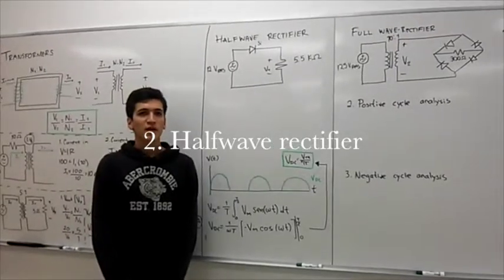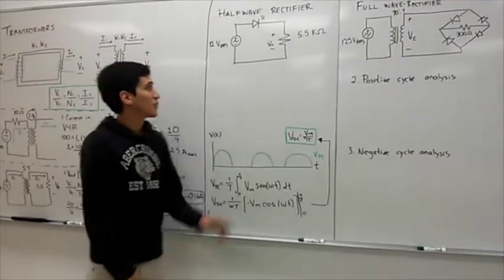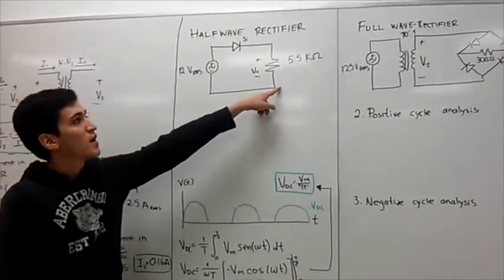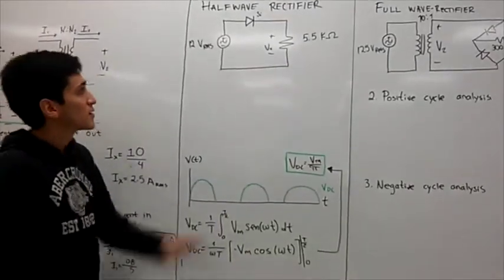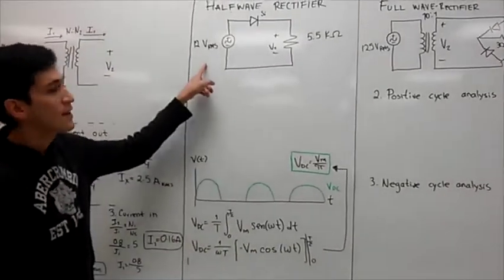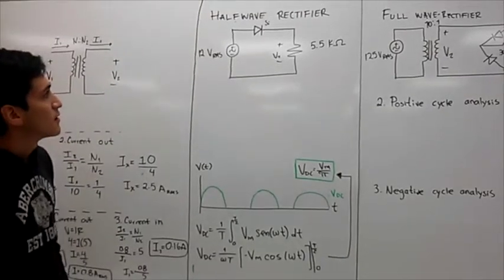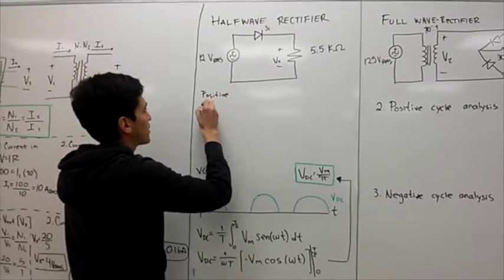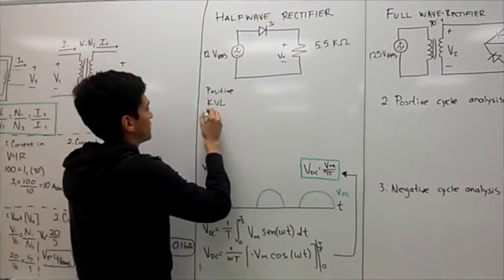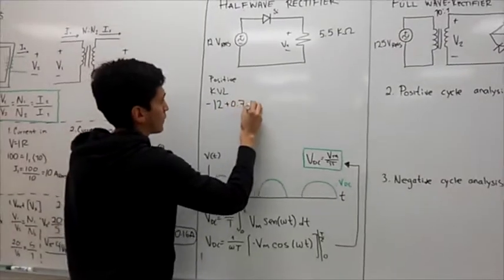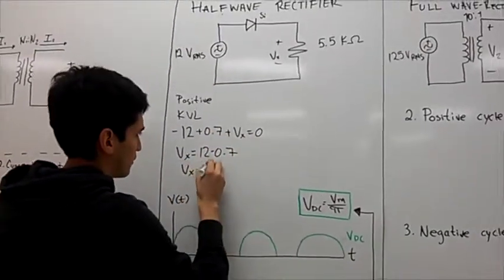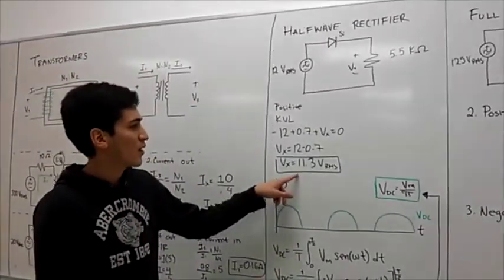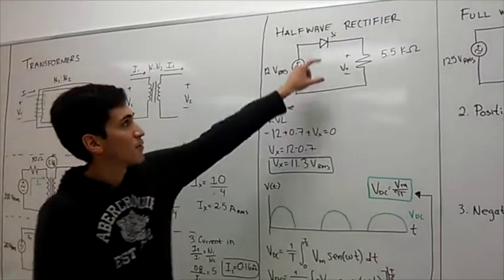Now we are going to continue with the half-wave rectifier. Here we have a circuit with a voltage source, a diode, a silicon diode, and a resistor. What we are going to do is to analyze this circuit in the positive cycle and in the negative cycle. So, positive cycle, using KVL, it's going to be this. So here we have that in our positive cycle, we're going to have 11.3 volts RMS in our resistor.